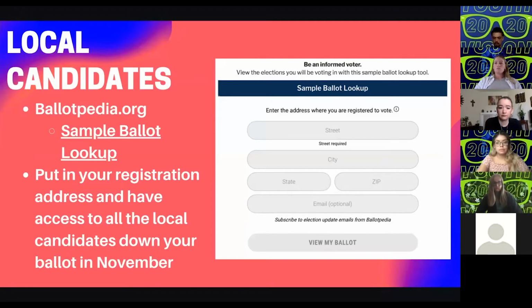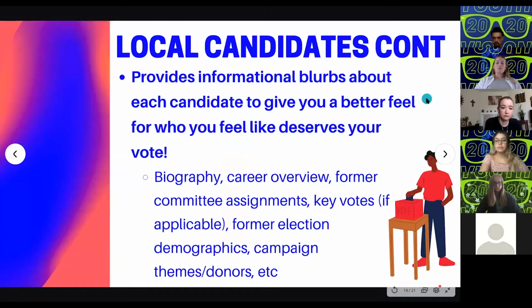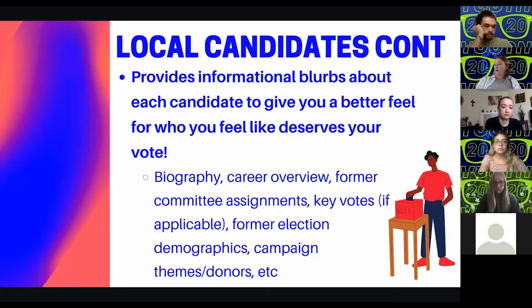So it gives you information about each candidate to give you a better feel for who deserves your vote, including a biography, a career overview, a former committee assignment list, key votes if they're a member of the Senate or the Congress, and former election demographics, and campaign themes and donors. Just to give you a better idea of who aligns most with the things you value.